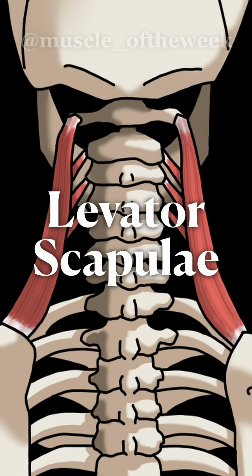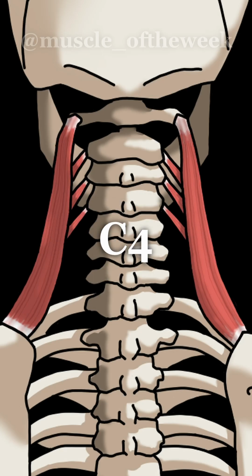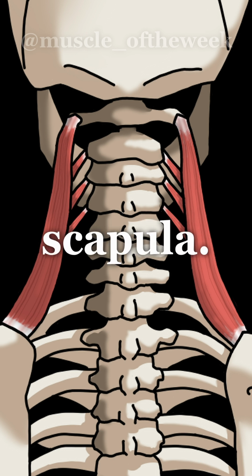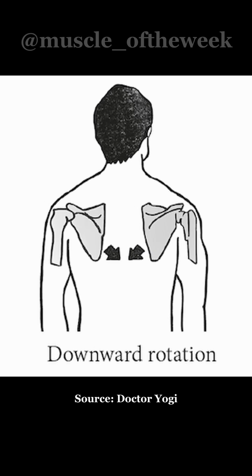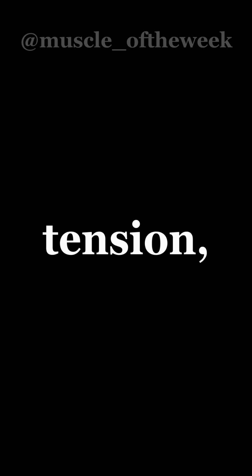The muscle of the week is the levator scapulae. The levator scapulae originates from the C1 to C4 transverse processes and inserts on the superior part of the medial border of the scapula. It contributes to the elevation and the downward rotation of the scapula and assists in neck rotation. Stretching and strengthening the levator scapulae can help improve posture, reduce neck and shoulder tension, and prevent upper back pain or injury.